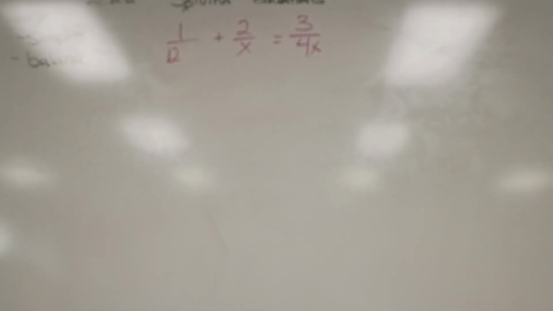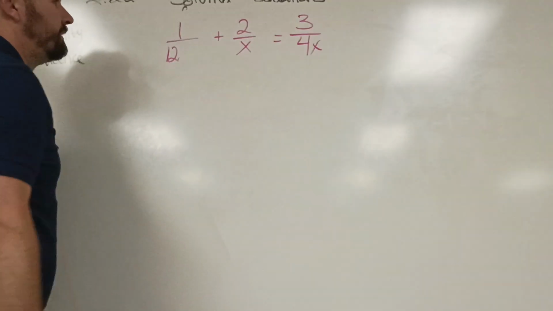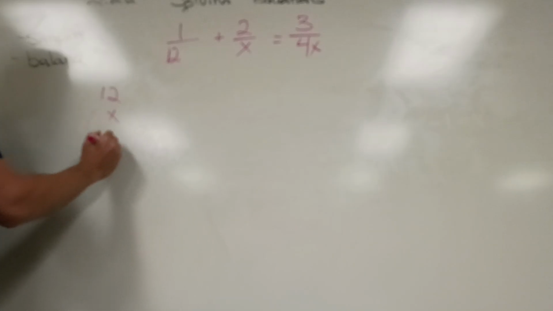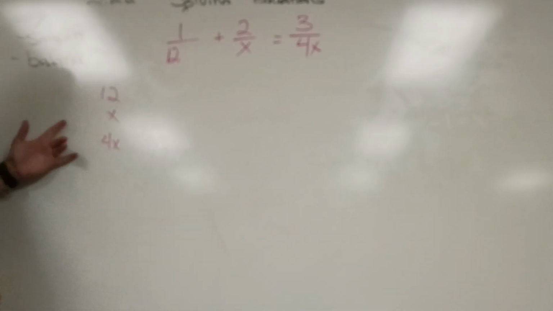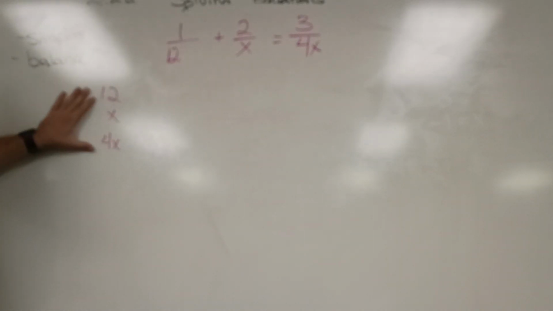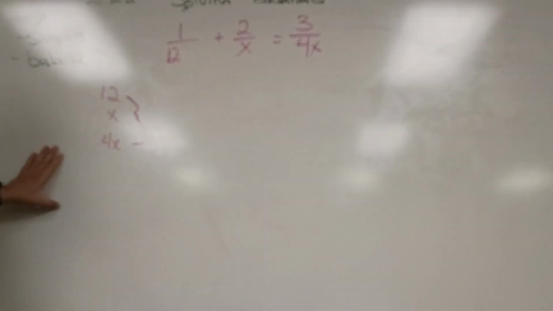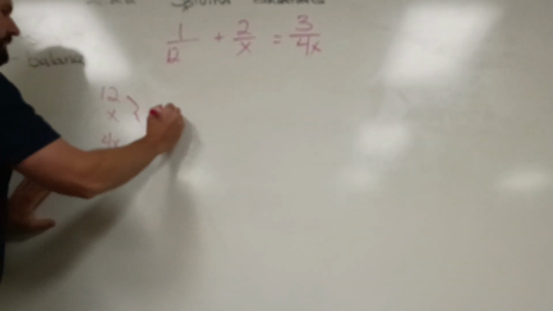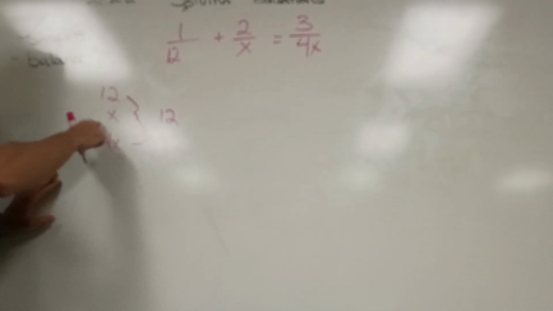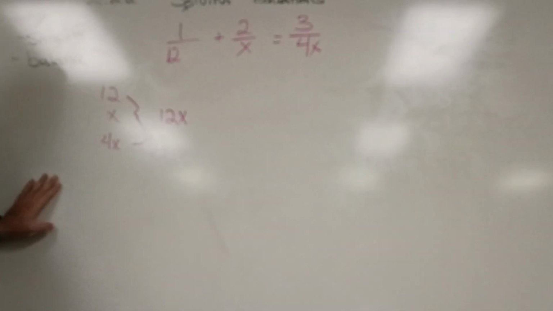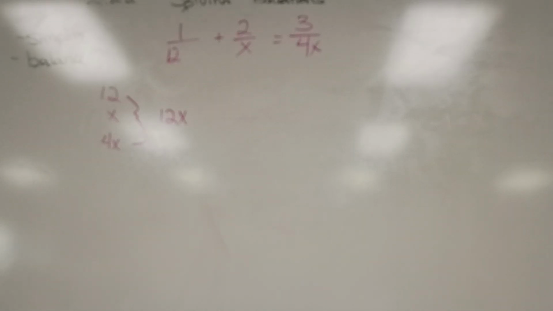Right now, I can't do anything with it, right? There's no way to solve it until I find a common denominator. So now I'm going to think about my current denominators. What is the least common multiple? Like, what is something that I can make all these go into easily? 12x. Yeah, because can I multiply something by 4 to get 12? Yeah, can I multiply something by 12 to get an x? Yeah. So that's my LCM.